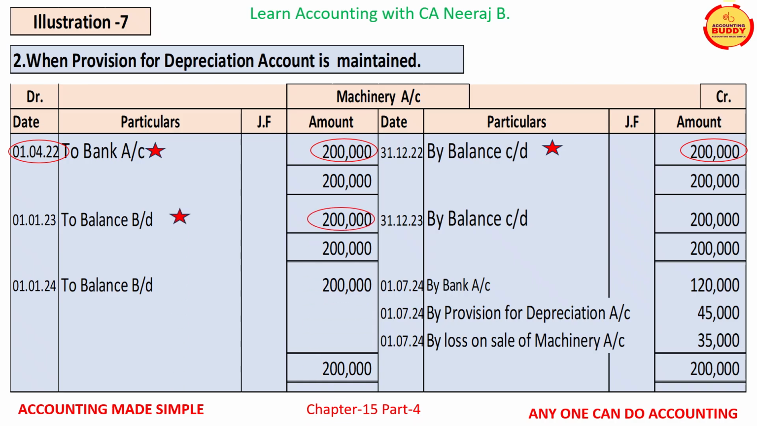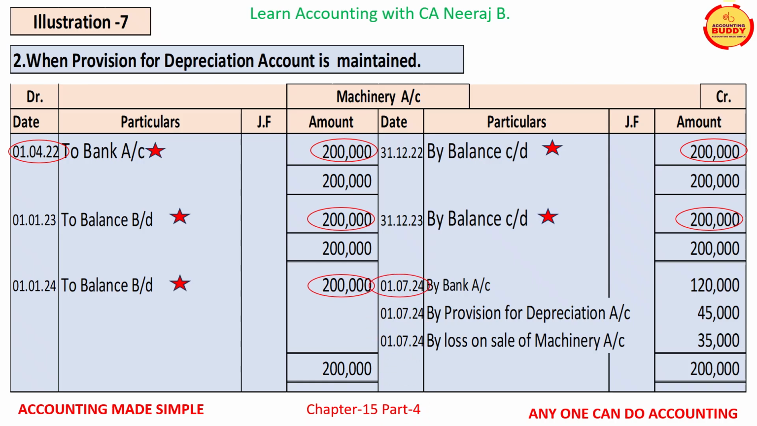And again, the same value will be shown on the credit side of the machinery account on 31st December 2023 as the closing balance for the financial year 2023, by writing the words "By balance carried down" for $200,000. On 1st of January 2024, the original purchase value will again be written on the debit side of the machinery account by writing the words "To balance brought down" for $200,000.